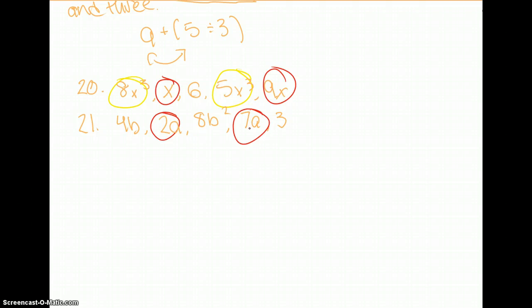On my test, I circled 4b and 8b to the second power, and I circled 4b and 3 as like terms. Those are not like terms because, again, they don't have the same variable. It's also not possible for 4b and 8b to the second power to be like terms because even though they have the same variable, 8b to the second power has a power, so it's not possible. Since it's not possible for 8b to the second power to be a like term with 3 or 4b, it's not possible for any of them to be like terms with each other, and the problem is done.